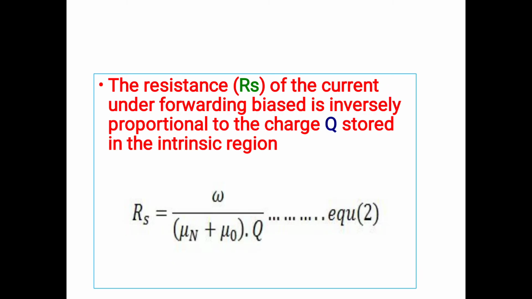The resistance Rs of the diode under the forward bias is inversely proportional to the charge Q stored in the intrinsic region, and it is given by W upon (mu n plus mu p) into Q. So this is our equation number 2.